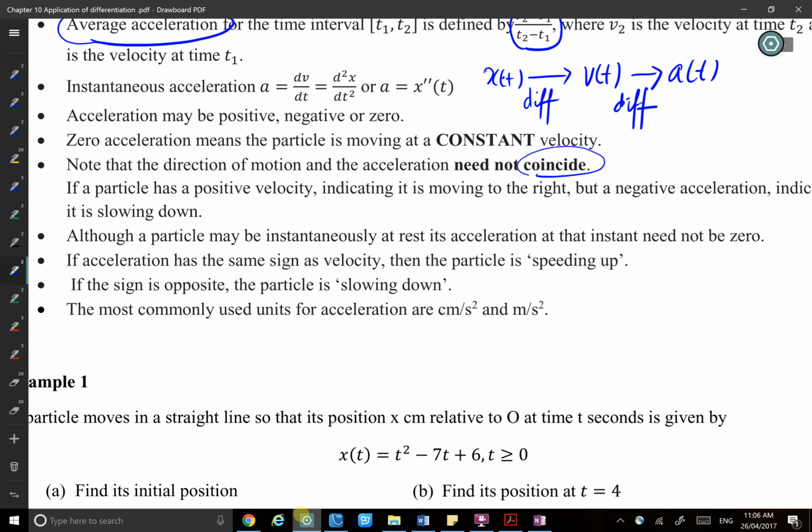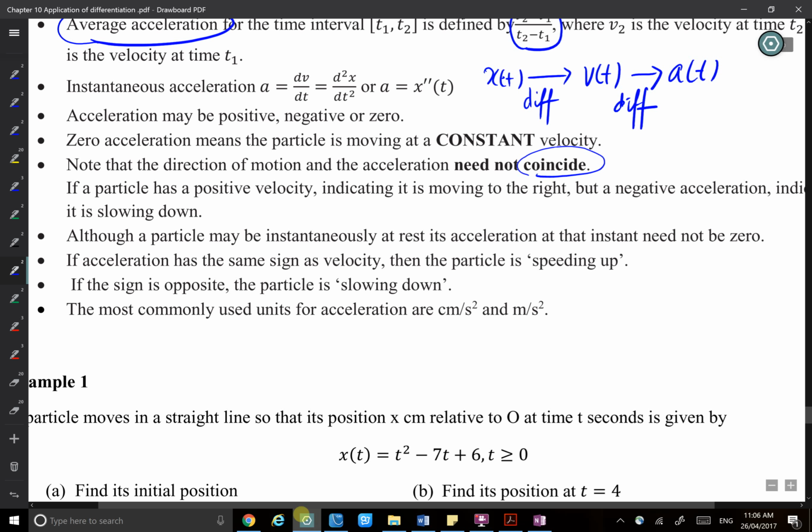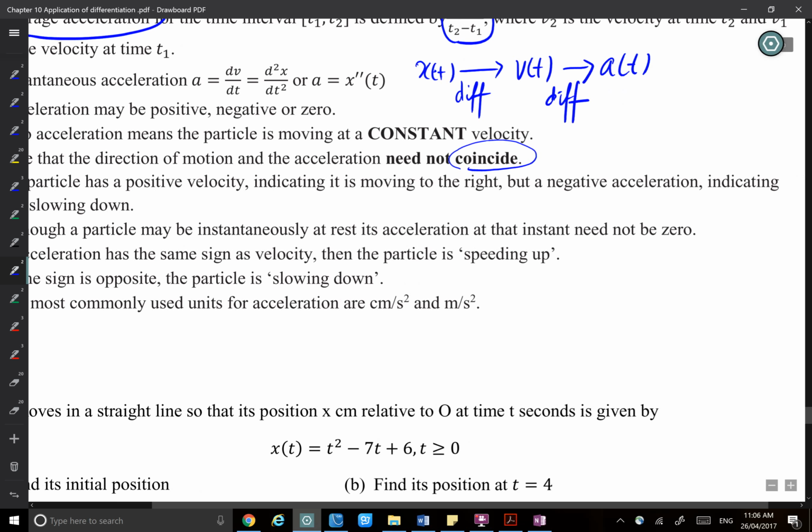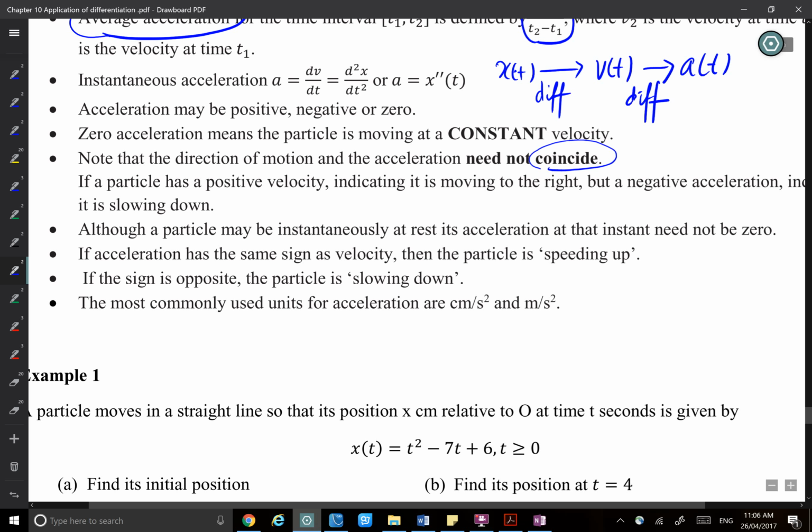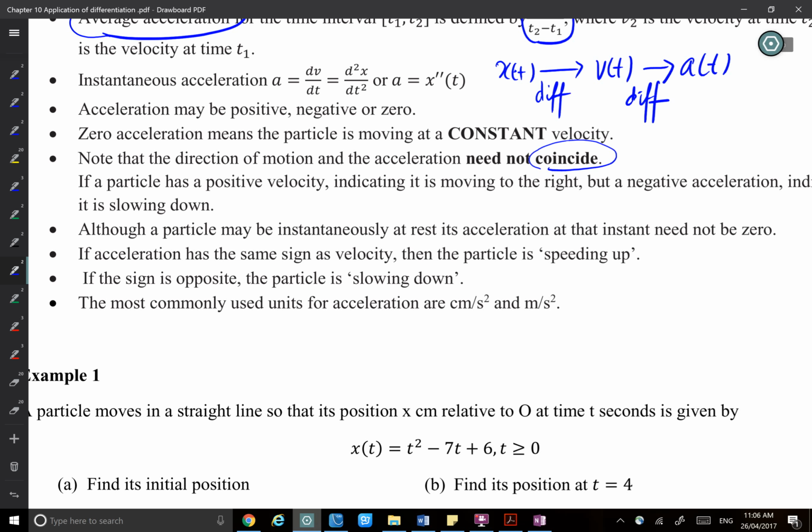If a particle has a positive velocity, indicating it is moving to the right, but a negative acceleration, that indicates the particle is slowing down. Okay, a negative acceleration doesn't mean your particle is moving in the other direction. Actually, it means you're slowing your particle down. If I'm traveling to that side, but my acceleration is that side, you can say I'm pulling this particle to that side.